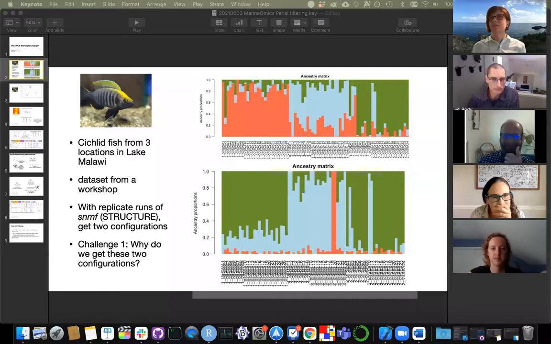Okay. So this is a data set that was used in a workshop that I attended one time. It's cichlid fish from 3 locations in Lake Malawi. And with replicate runs of essentially what's the equivalent of structure, you get these 2 configurations. So what do you guys think? Why do you think we get these 2 configurations from structure?